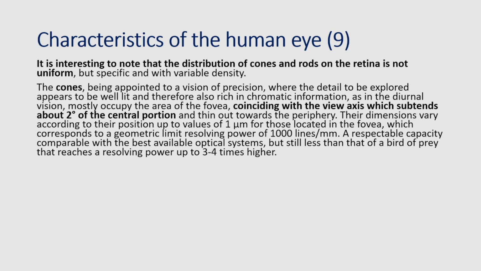towards the periphery. Their dimensions vary according to their position up to values of 1 µm for those located in the fovea, which corresponds to a geometric limit resolving power of 1000 lines a millimeter. A respectable capacity comparable with the best available optical systems, but still less than that of a bird of prey that reaches a resolving power up to 3 to 4 times higher.